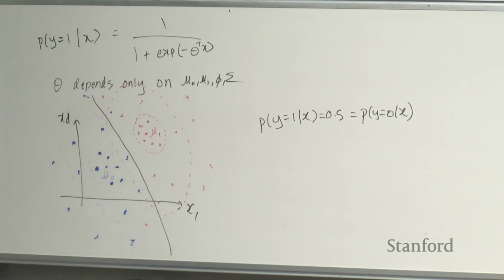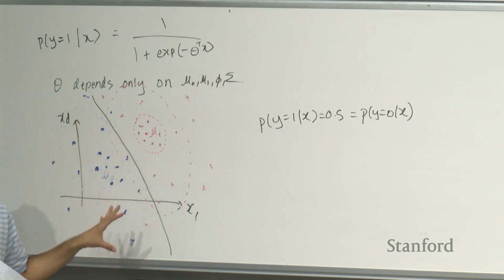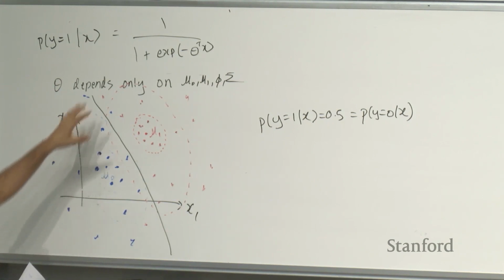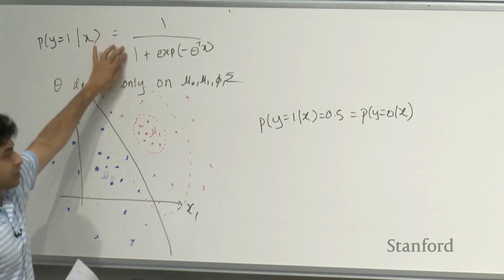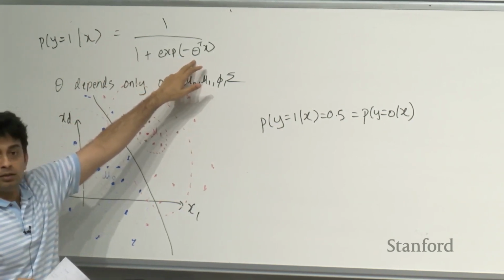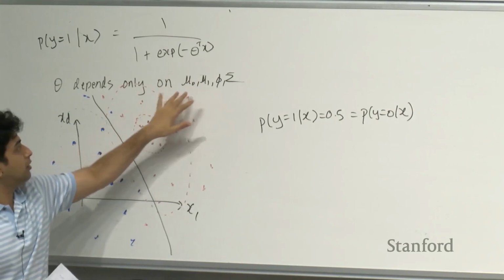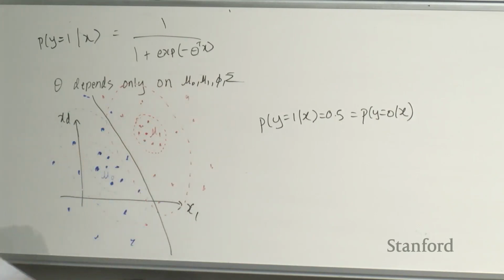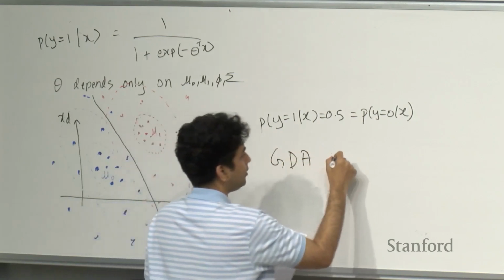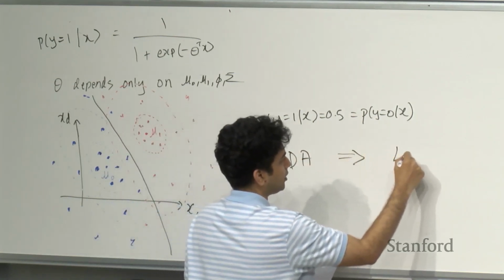Right? And the claim here is that for any Gaussian discriminant analysis model that shares the same sigma, the posterior distribution of y given x can be represented as a logistic regression model, where the thetas only depend on the parameters of the model. So which means any GDA can be written as a logistic regression model.